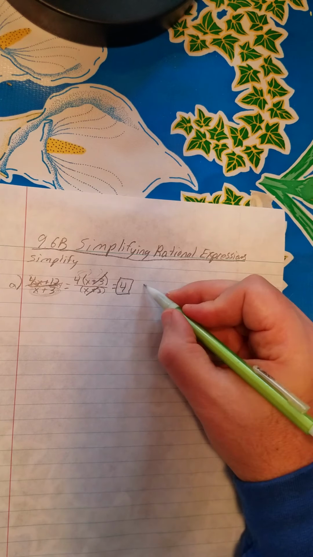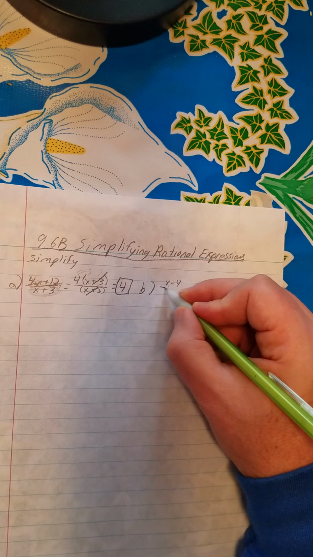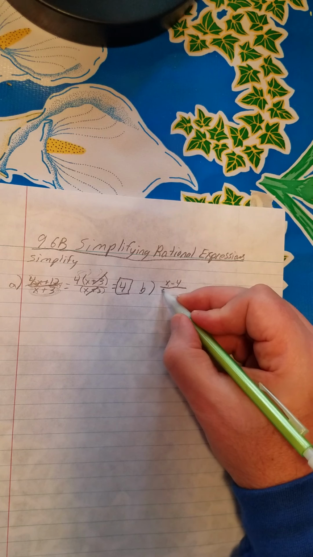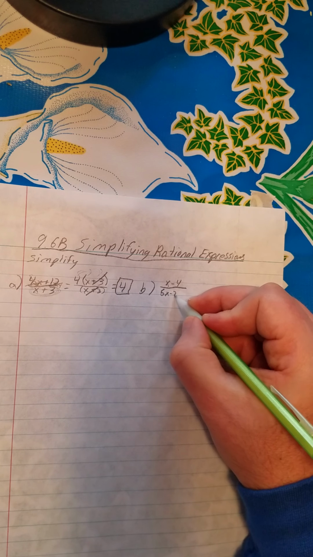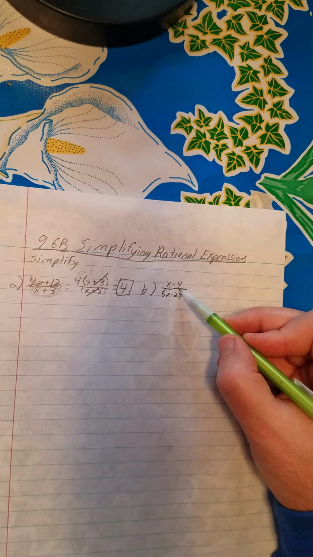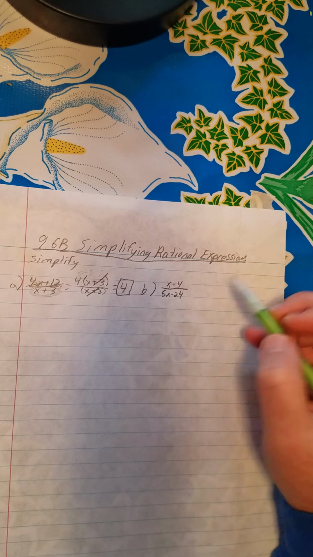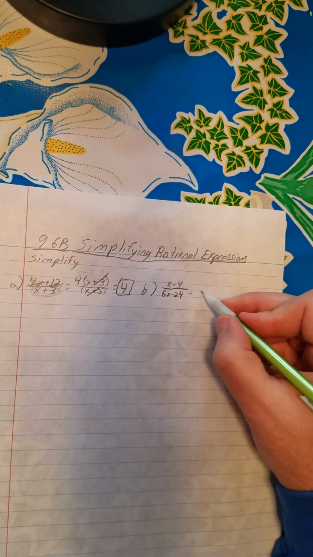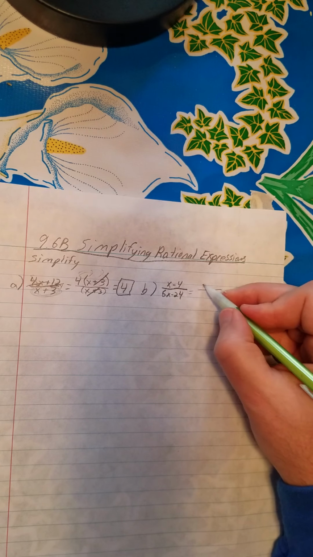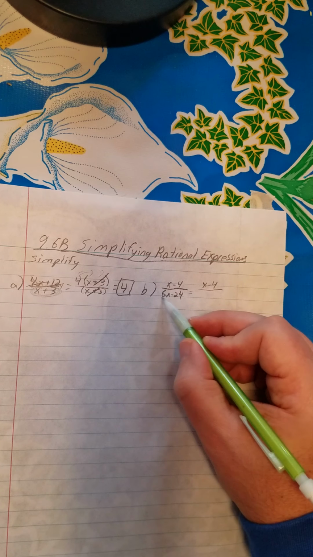Let's try another example. Here, the less complicated term is at the top, but it's basically the same problem as the other one. If there's an x minus 4 at the top, there's a good chance there's going to be an x minus 4 at the bottom. So we factor. There's nothing to do at the top. There's nothing to factor. But at the bottom, we can factor.